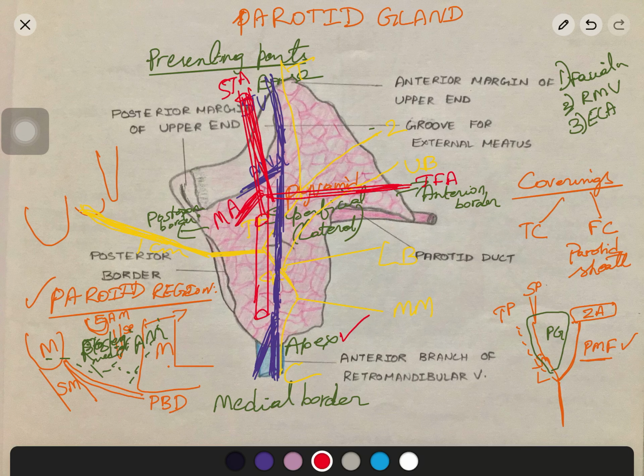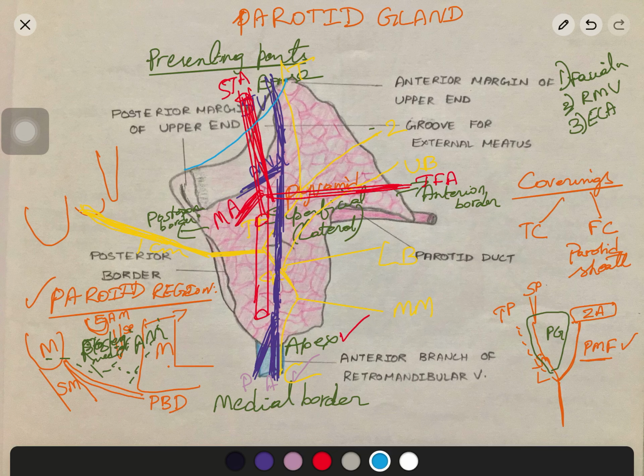So you have to understand this apex is extending up to the carotid triangle. Structures passing through the apex are the cervical branch of the facial nerve, anterior division of the retromandibular vein and posterior division of the retromandibular vein, which will form the external jugular vein. Posterior division will join with the posterior auricular vein to form the external jugular vein. So those are the structures passing through the apex of the parotid gland.